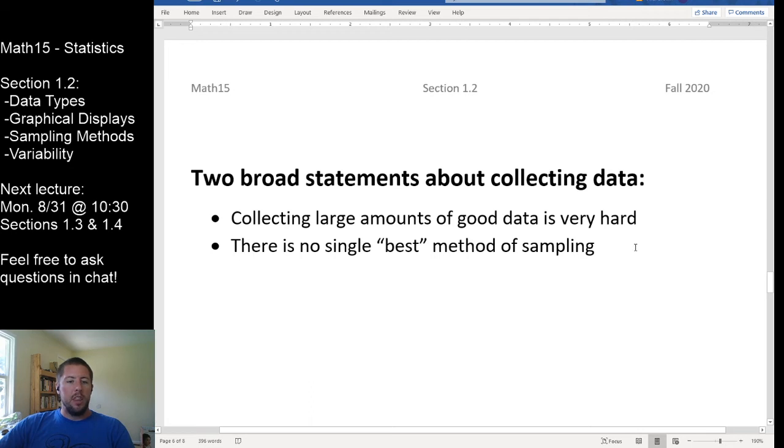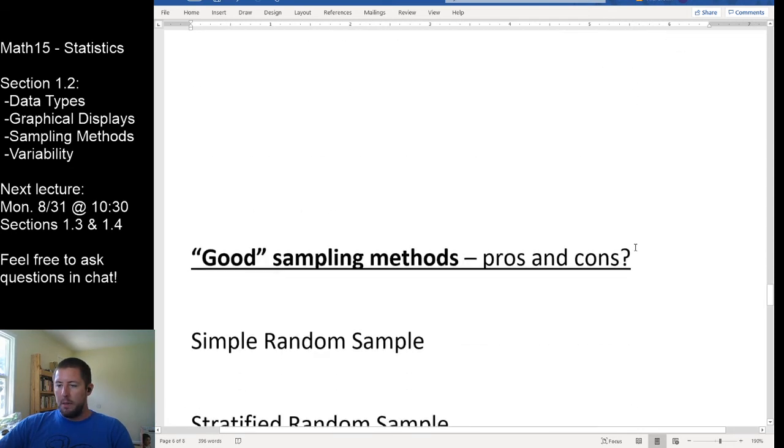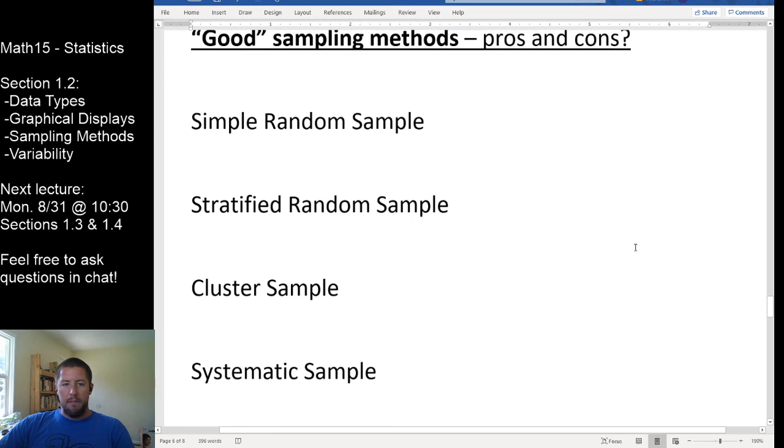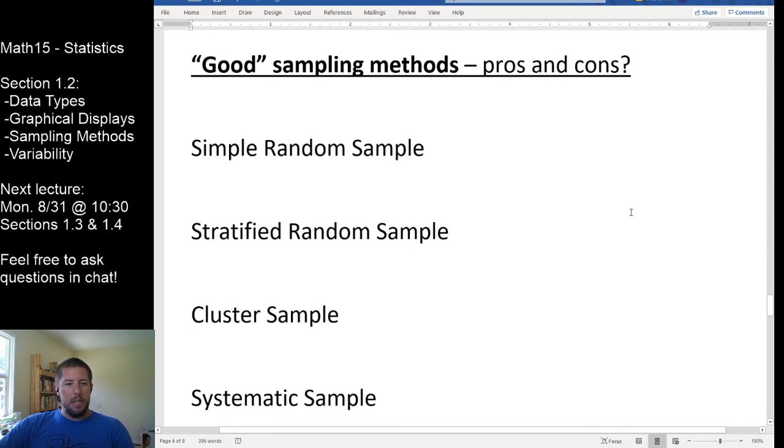So we want to look and see what the pros and cons are of all the different types that are out there. There are some good sampling methods, and I put "good" very much in quotations on purpose, because even though these are good, they can be used incorrectly and result in very bad samples. So these aren't just good all around. These are some smart things to do that might help us out, right?